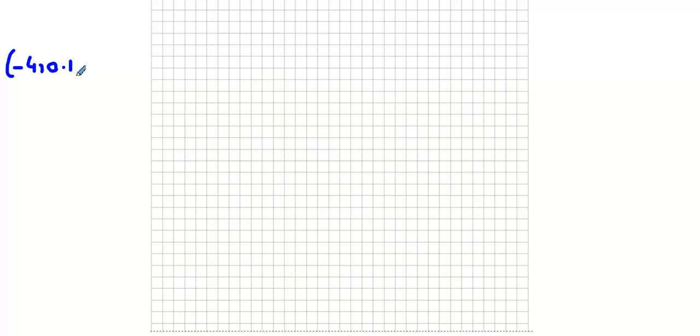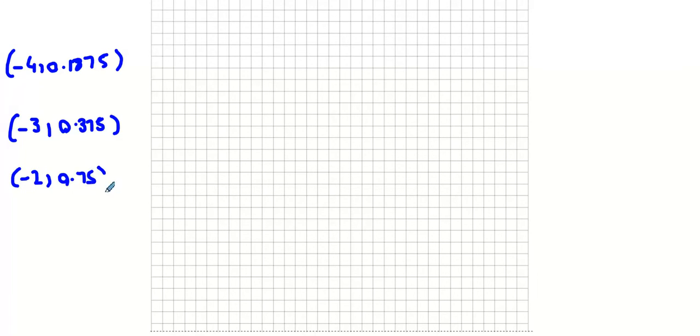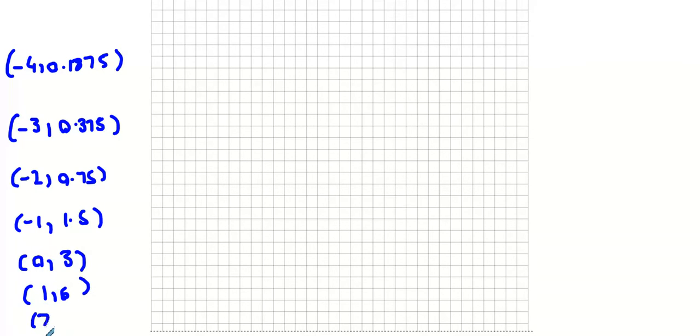Okay, let's see what points we have here. We had minus 4 and 0.1875. Good luck to me figuring out what that is. Minus 3 and 0.375. Minus 2 and 0.75. Minus 1 and 1.5. 0 and 3. 1 and 6. Finally 2 and 12.